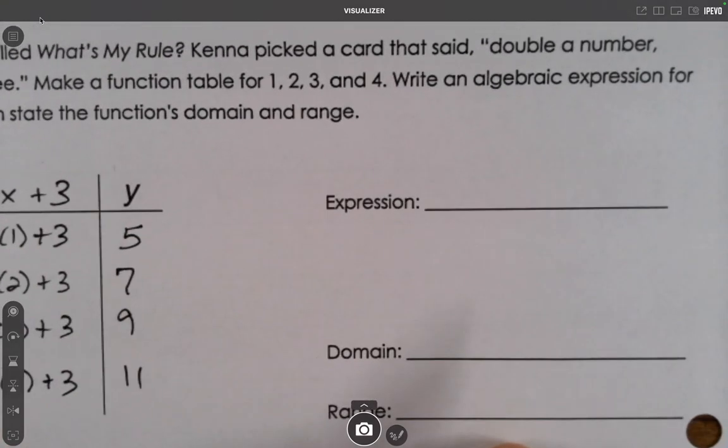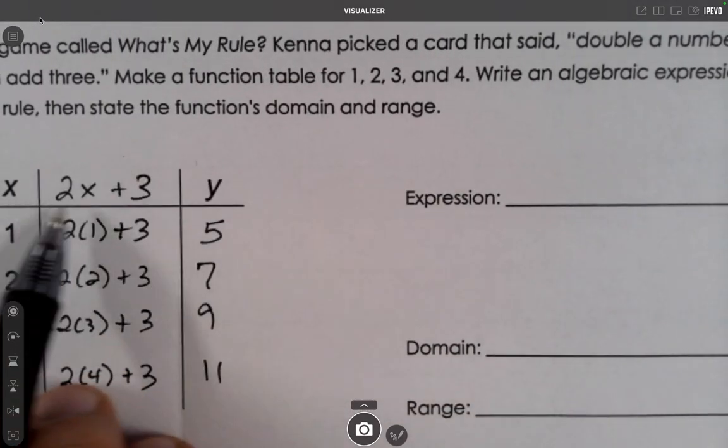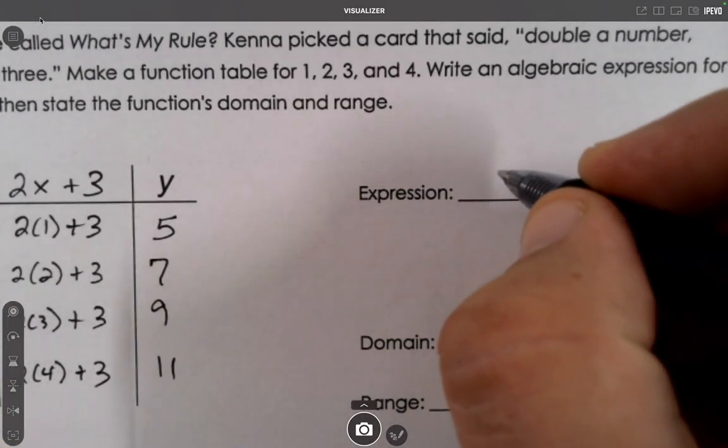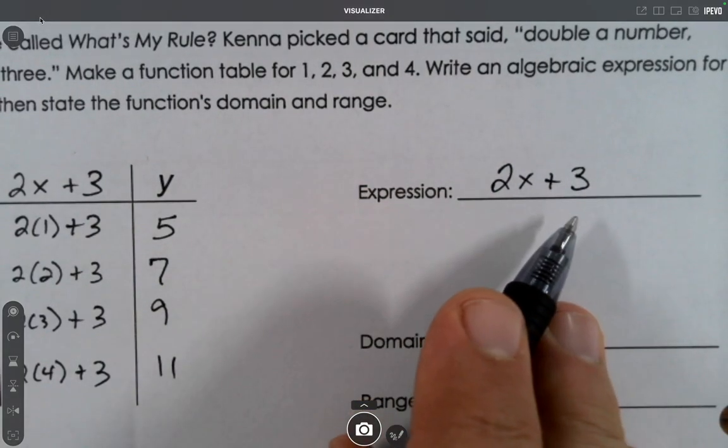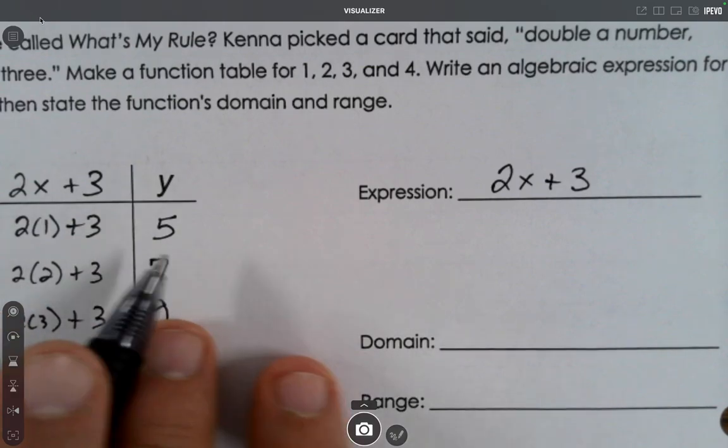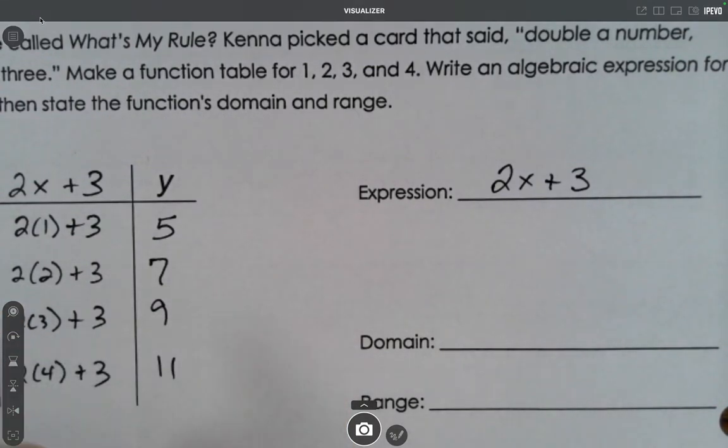So they tell us to write an algebraic expression for the rule. Well, we did that right here, so they're just wanting us to write 2x plus 3 right here. That's the expression that explains how we get from the x value to the y value. Also explains how they are related to each other.